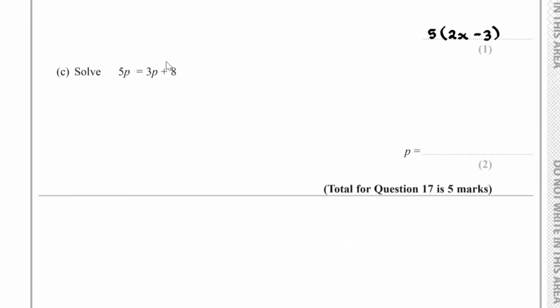For part C, we have to solve 5p equals 3p plus 8. Well, if we begin by subtracting 3p from both sides, we will end up with 2p equals 8. And if I divide both sides of this by 2, then 8 divided by 2 is 4, which means p is equal to 4.